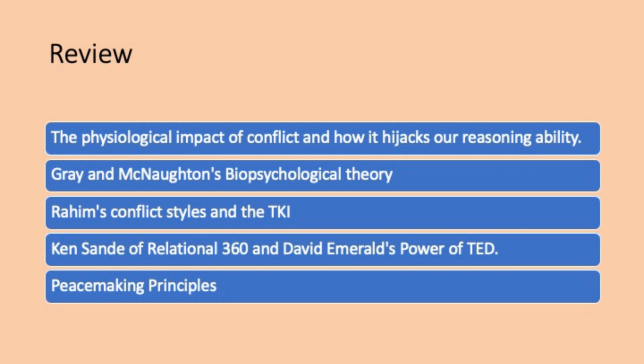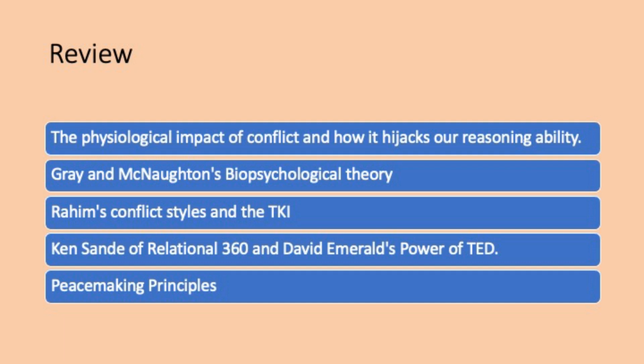In this unit, we have looked at common approaches for approaching conflict. First, we discussed the physiological impact of conflict and noted how it hijacks our reasoning ability. We studied Gray and McNaughton's biopsychological theory of fight, flight, and freeze. Then we discussed Raheem's conflict styles and cautioned that we shouldn't use only one approach to solve a conflict. Rather, we can choose from a number of styles.